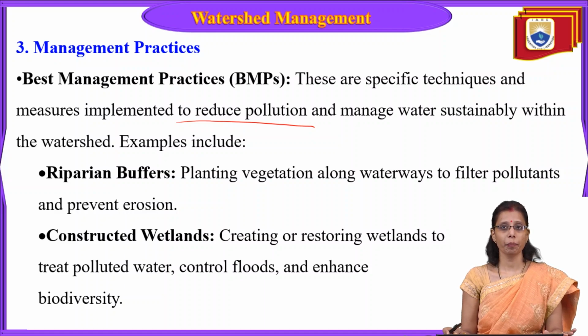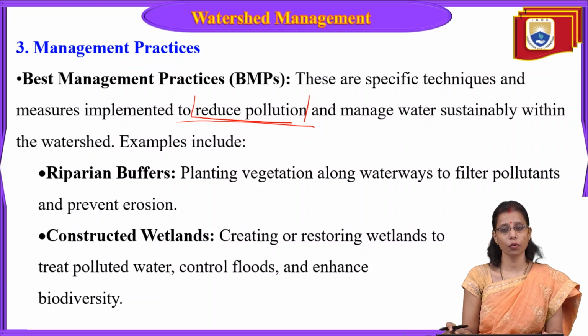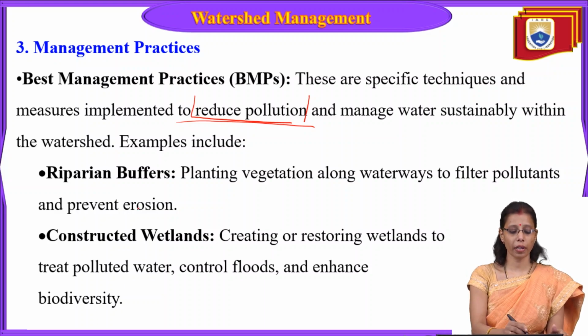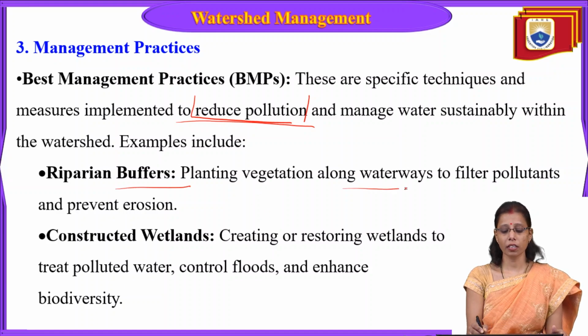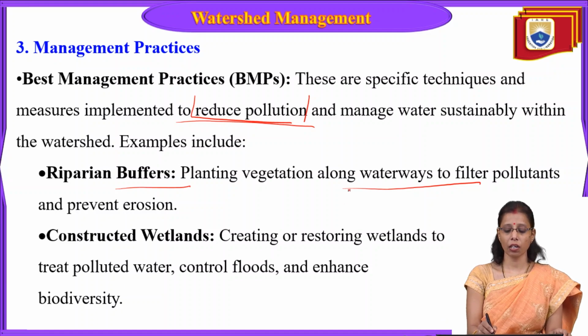Watershed management says that the best management practices should be implemented, which will reduce the pollution and manage the water sustainably within the watershed region. For example, riparian buffers: planting vegetation along the waterways will help us reduce water wastage, so only limited water is provided in such regions. Planting vegetation along the waterways filters the pollutants and prevents erosion.